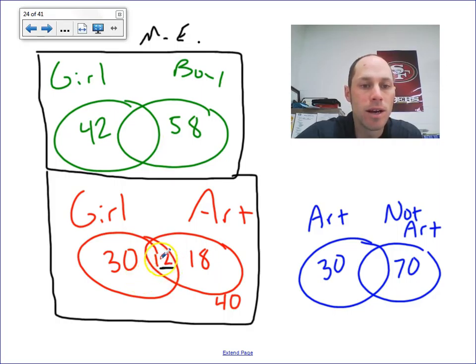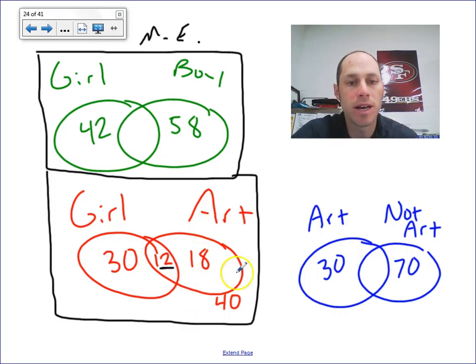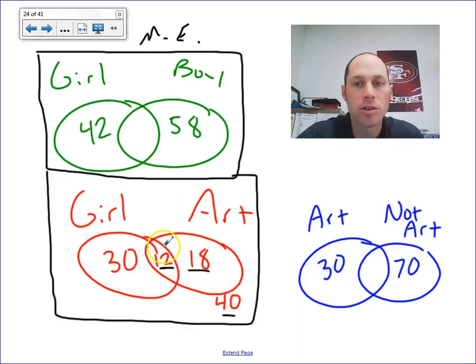So that's where I get that number, and then that means there's only 18 left over who are art but not girls, and 30 left over girls that were not art. That means there are 40 left over who are boys but not art, because this whole section, this 18 and this 40, represent the boys. I knew there were a total of 58.